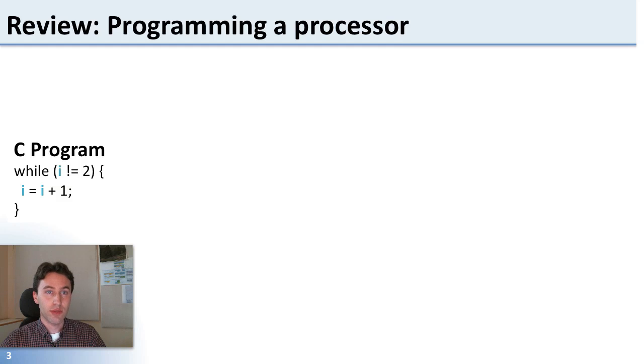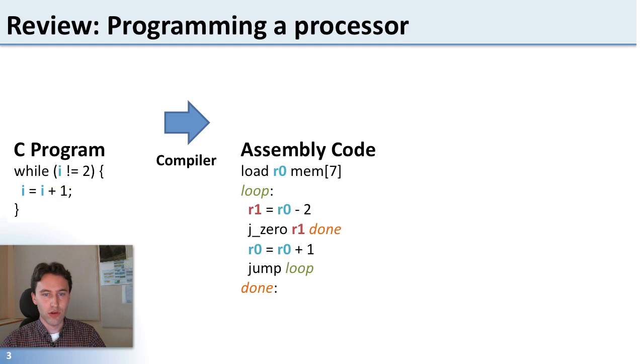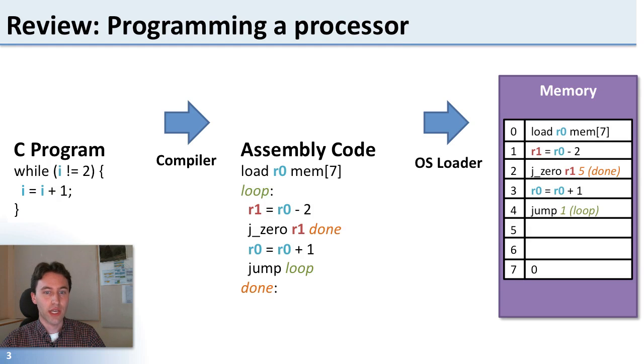So let's review what we talked about last time. So how do you program a processor? So here we have a C program. It's a simple loop. While i does not equal 2, we're going to increment i. We're going to put this through a compiler and it's going to create assembly code. And here's some pretend assembly code which sort of illustrates what happens here. From that we're going to take the operating system loader and we're going to load it into the memory on the computer to execute it.